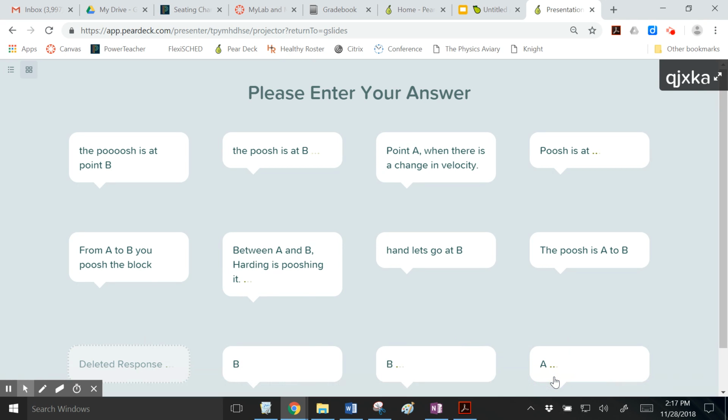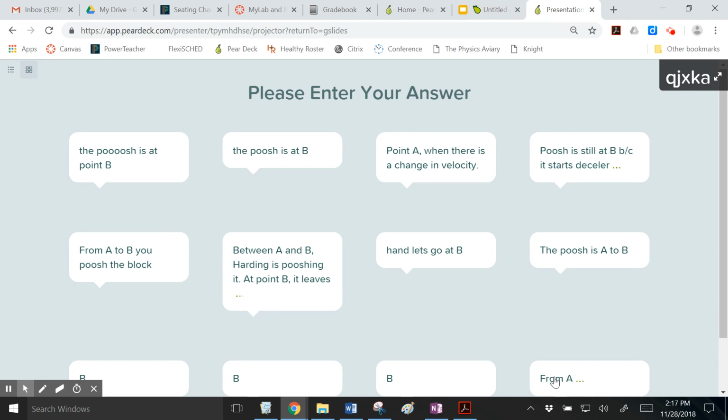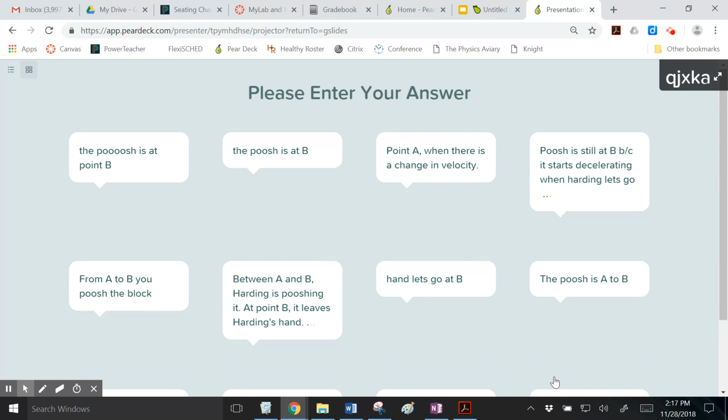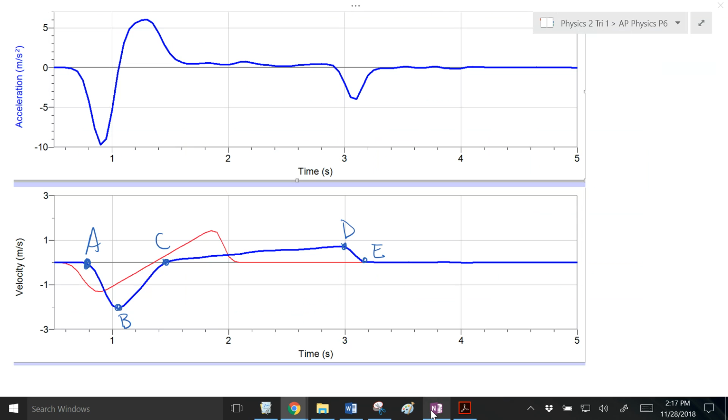Friends are saying push is at B, point A where there's a change of velocity, push is still at B, from A to B, between A and B, he's pushing. Okay, it's from A to B, it's the same as the last graph, right? Just like then, I'm pushing from A to B. As soon as my hand leaves contact with it, its velocity starts to go to zero, it starts to slow down. So we have this acceleration happening from B to C.